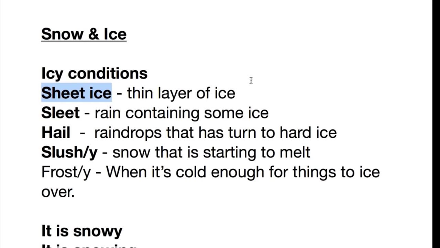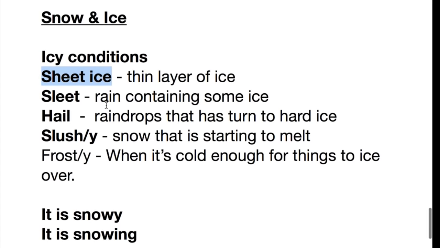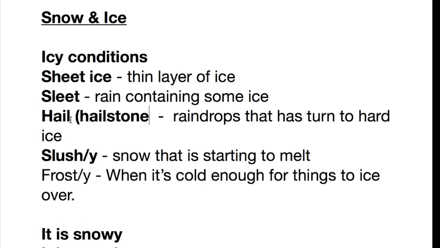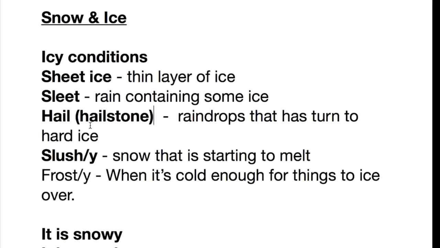Okay, so we also have sleet. Sleet is kind of like wet snow. So it's where rain contains a little bit of ice, but it's not quite cold enough to stay icy. So it's wet snow. Then we have hail, or sometimes this is known as hailstone. But we often say, oh, it's hailing outside. So this is where raindrops have turned to hard ice.